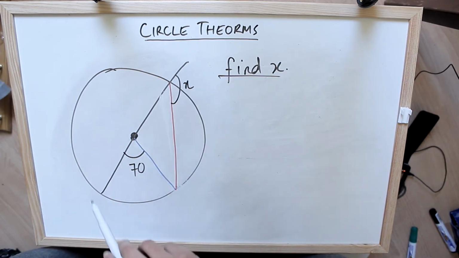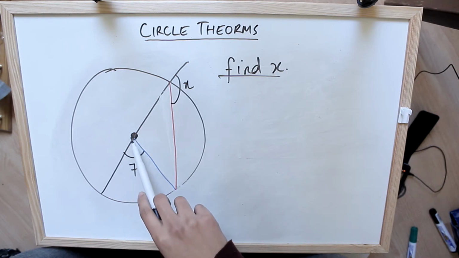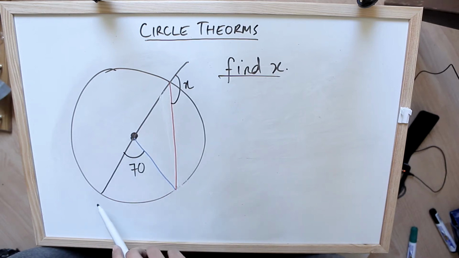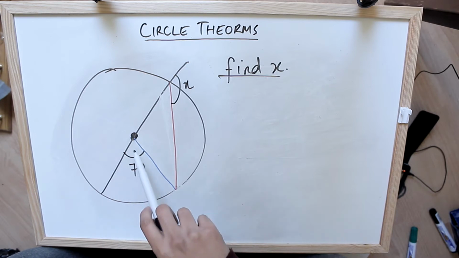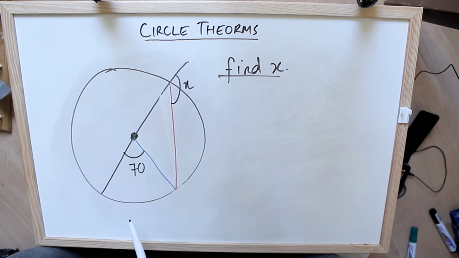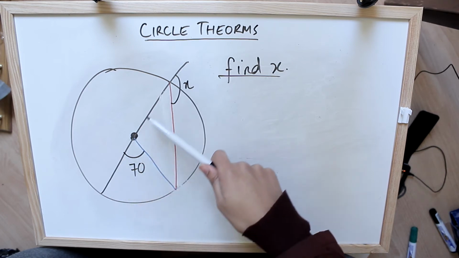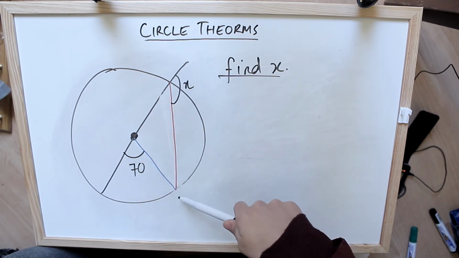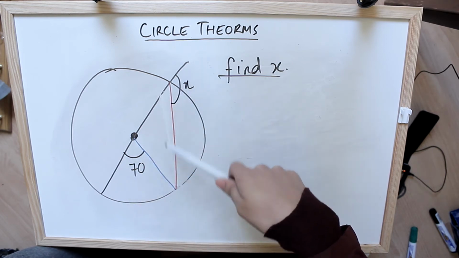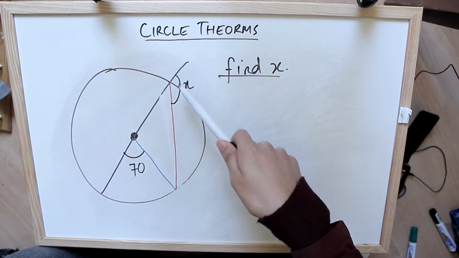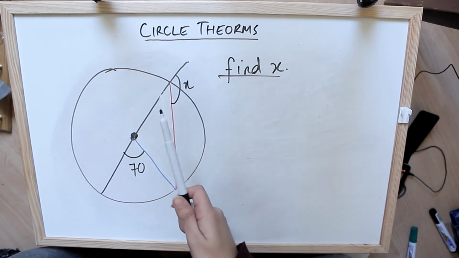Here I've got a circle with an angle created at a midpoint. Midpoint is denoted by this black dot here. So I've got an angle of 70 created here at the midpoint. And we've got a diameter that extends outside of the circumference. And we've got an angle created by a chord of the circle and this diameter. Okay, and now they want us to find out x.